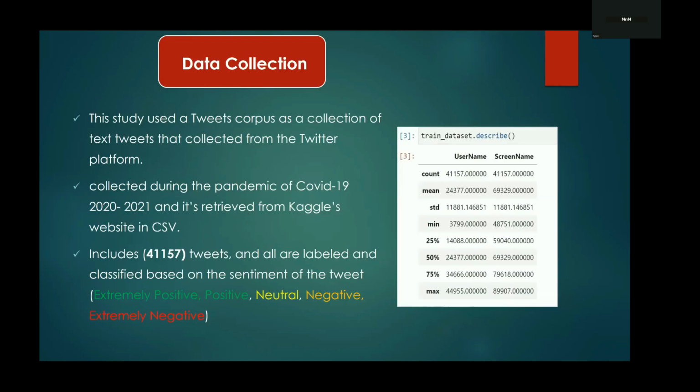For data collection, as I mentioned before, we use the tweets corpus. We can see 4157 tweets from Kaggle's website, all in CSV format. Basically all these tweets were collected during the pandemic, between 2020 and 2021, and all are labeled based on the feeling itself. We can see some people who feel extremely positive, others positive or negative, so it depends on the feeling.